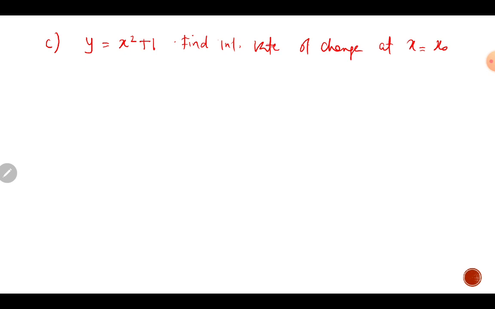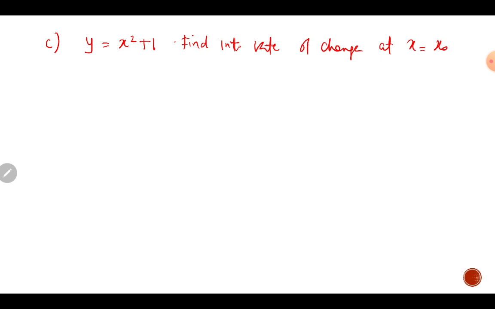So I'm going to write here. We have empty space to write. The function is y equals x squared plus 1, right? And we want to find the instantaneous rate of change at x equals x naught.